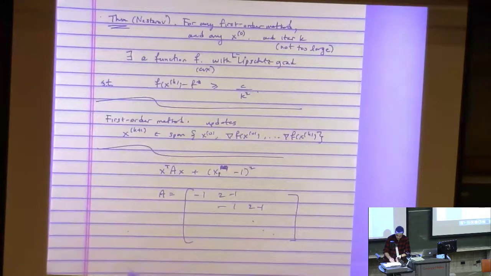But I guess what I'm trying to convey is that there's nothing information theoretic here. It's not like there's some construction that has to happen on average, like for a statistical lower bound. It's a specific function that's hard to optimize for any first order method.